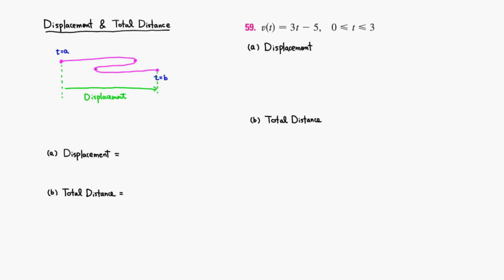And then for the total distance, you would have to measure the distance here. I'm going to call it D1, and then measure the distance here when it's going backward, D2, and then we measure the distance going forward again. Let's call it D3. All right, so D1 plus D2 plus D3 would be the total distance traveled.